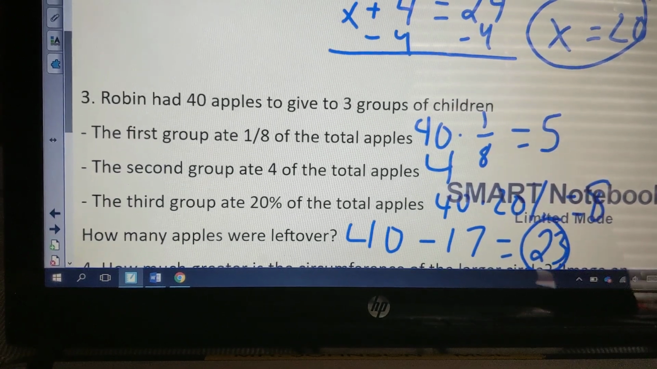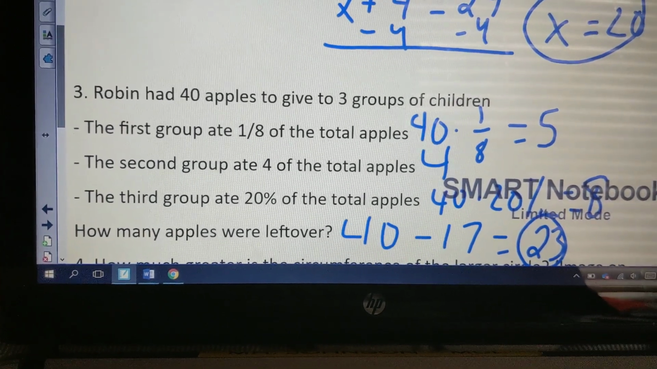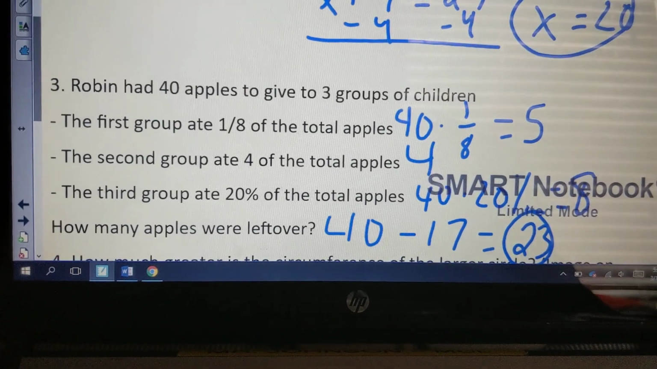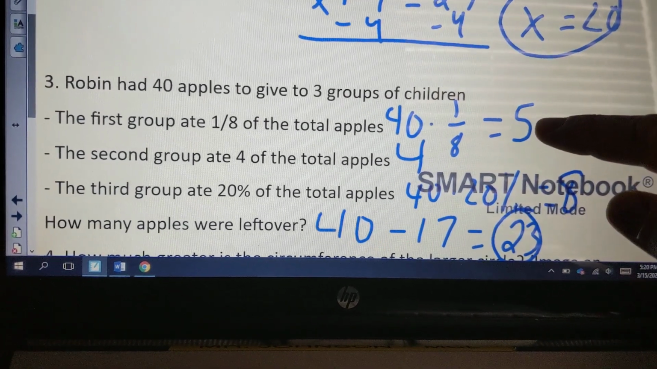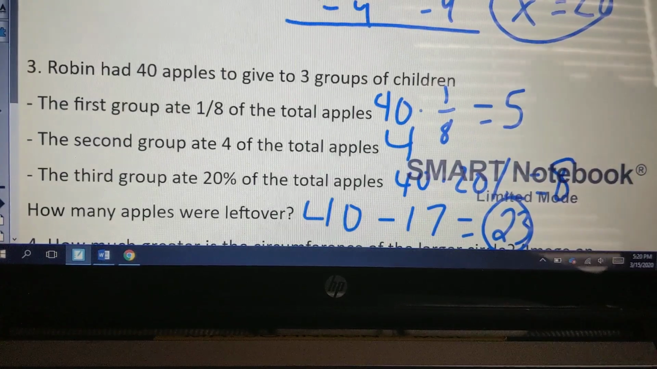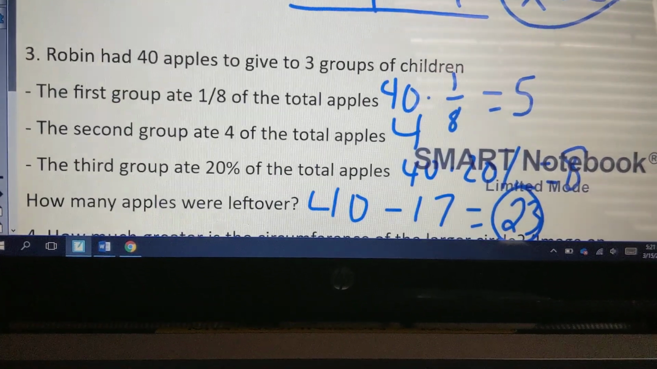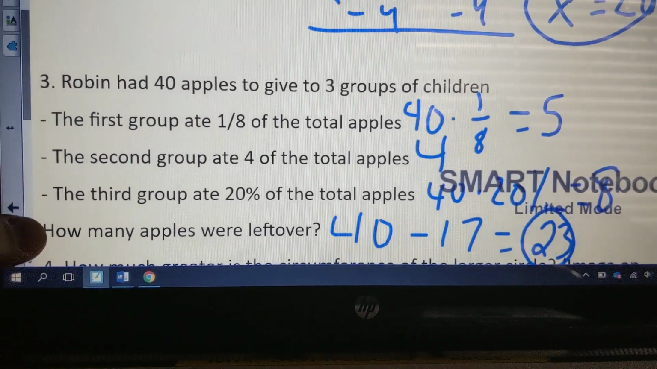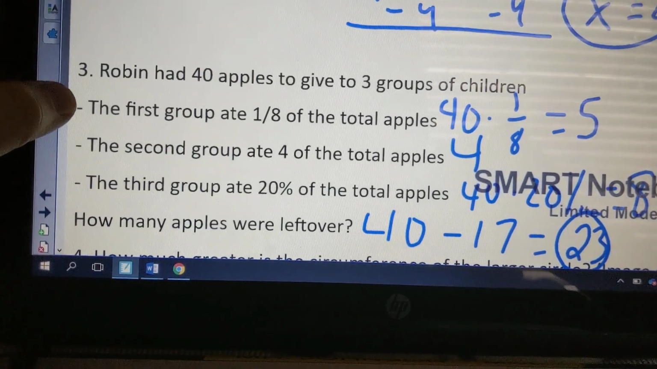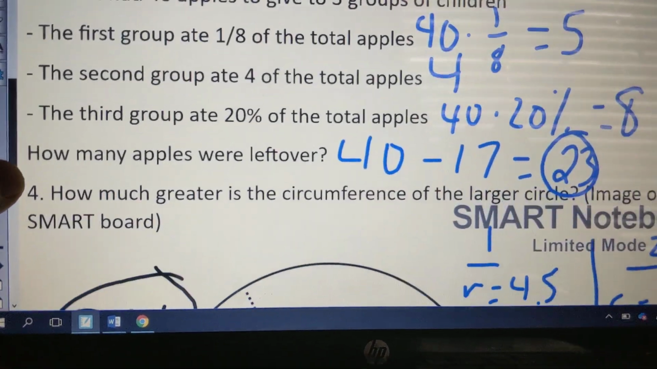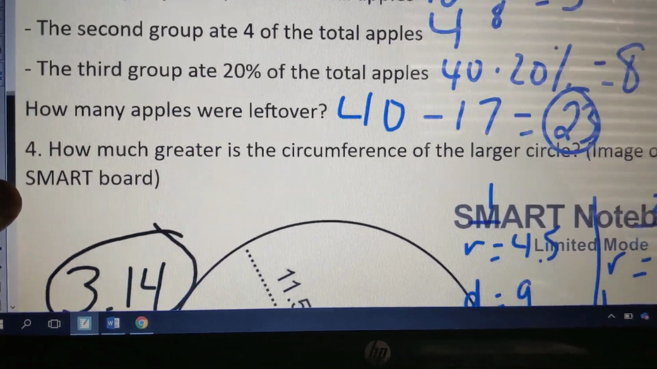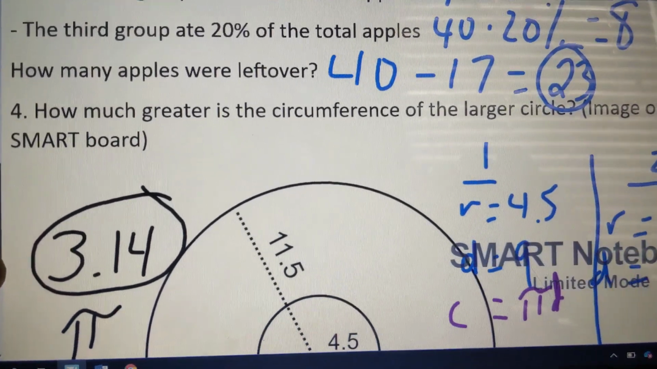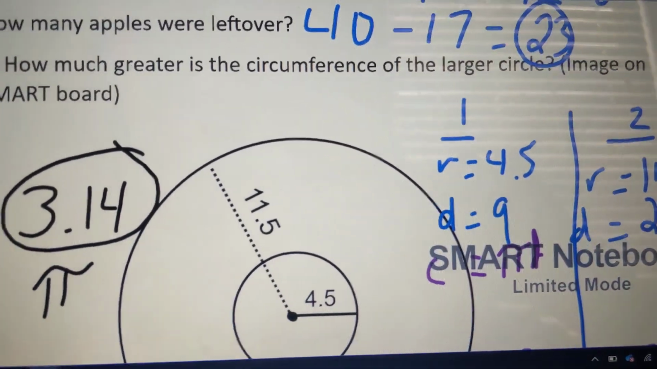And the third group ate 20% of them. So 20% of 40 is 8 apples. So that means they ate a total of 5 plus 4, which is 9, plus 8. They ate a total of 17 apples. So to see how many apples were left over, we started with 40, 17 got eaten, leaving us with 23 apples left over.